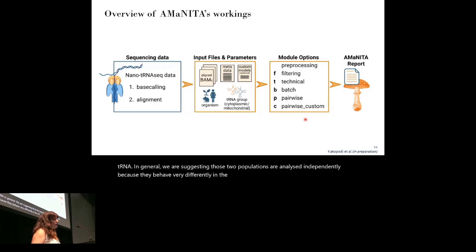And we have introduced several modules that perform different tasks. One is filtering, that performs filtering. Technical, which performs quality control. The batch module, which performs batch effect investigation and correction. And two pairwise modules, the simple one and the more custom one, which do pairwise differential analysis, both for abundances and the modifications. And all of this, depending on what the user chooses to run from those modules, are concatenated into a single AMaNITA report.